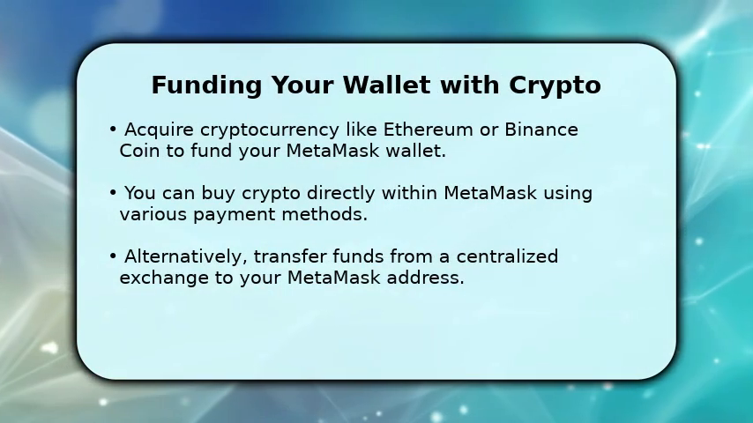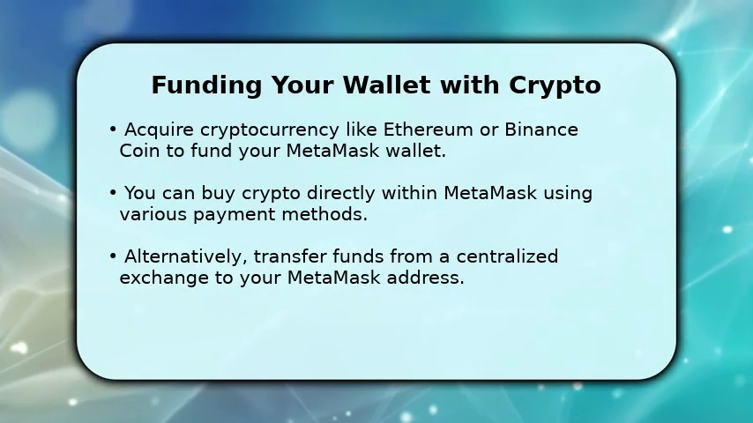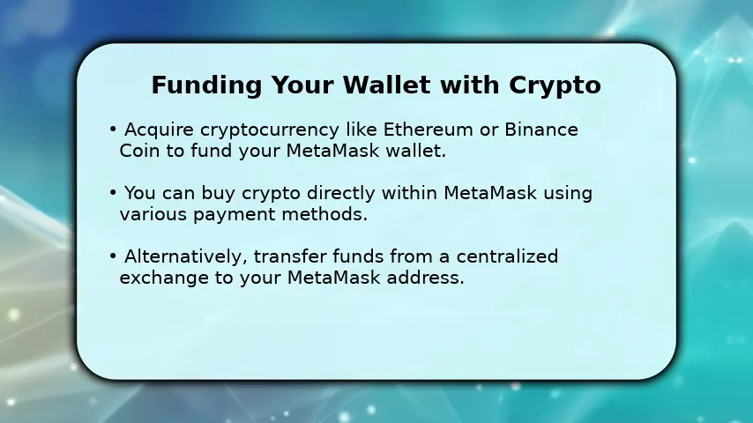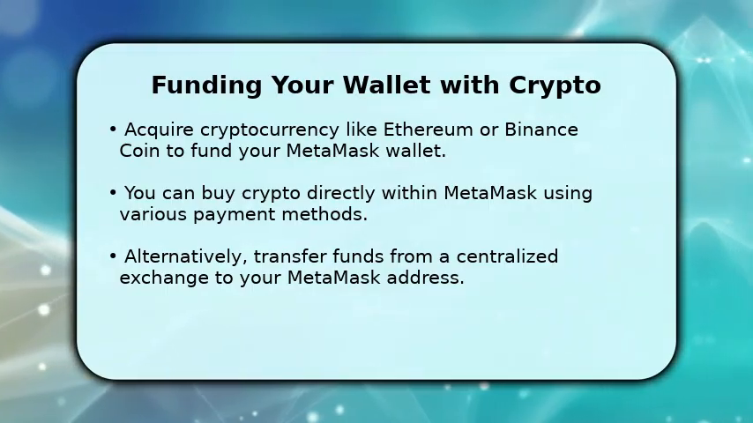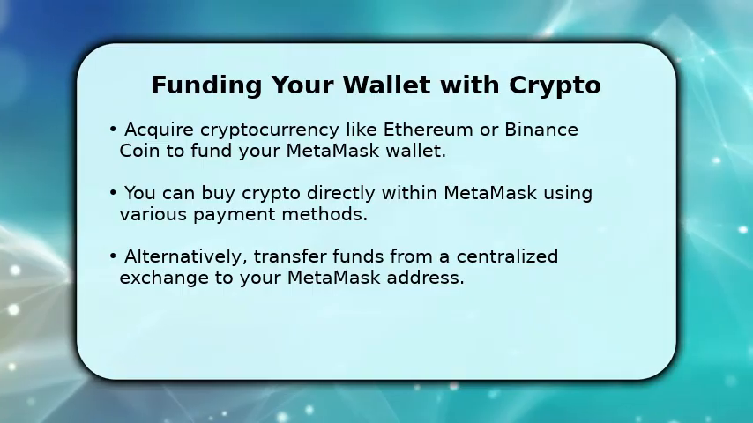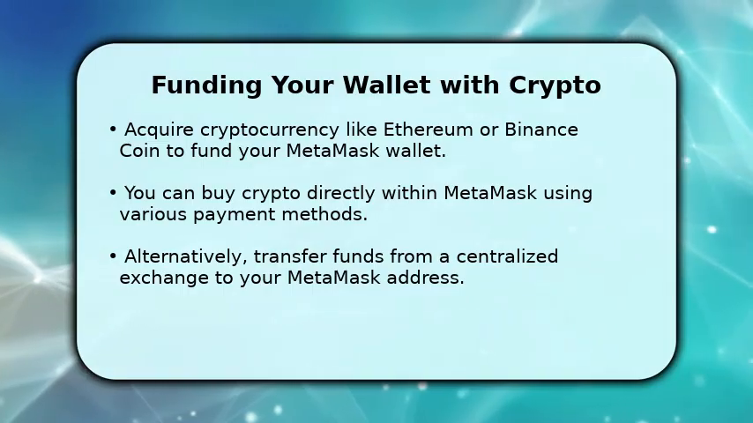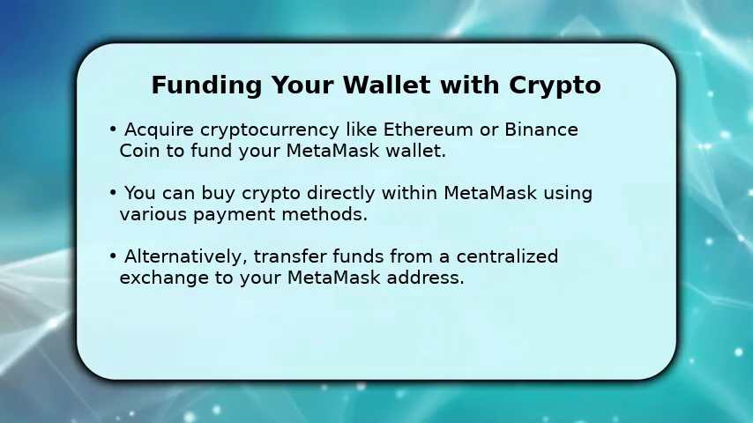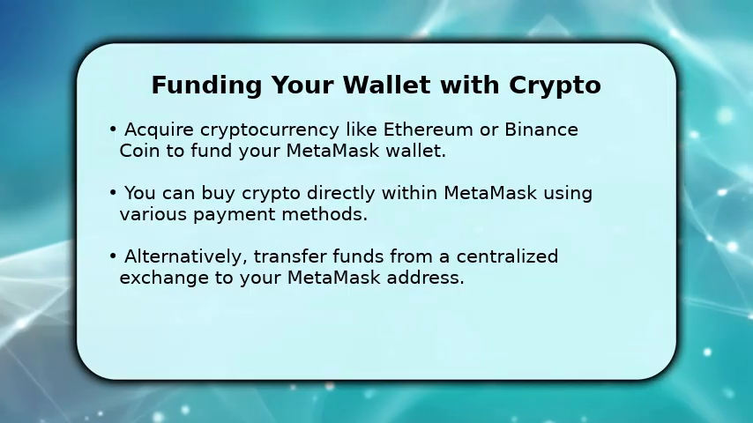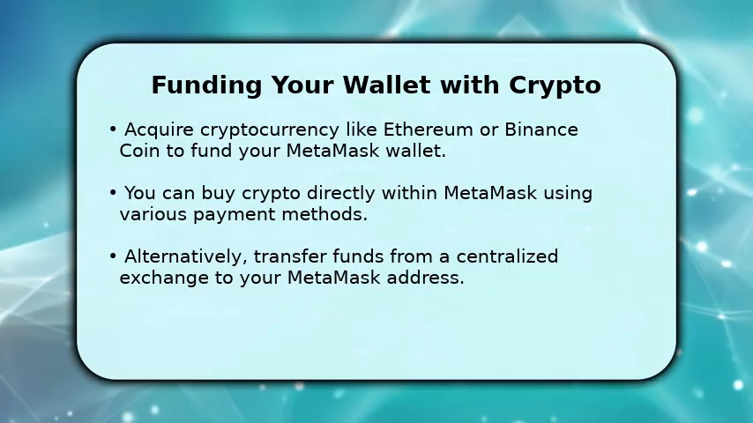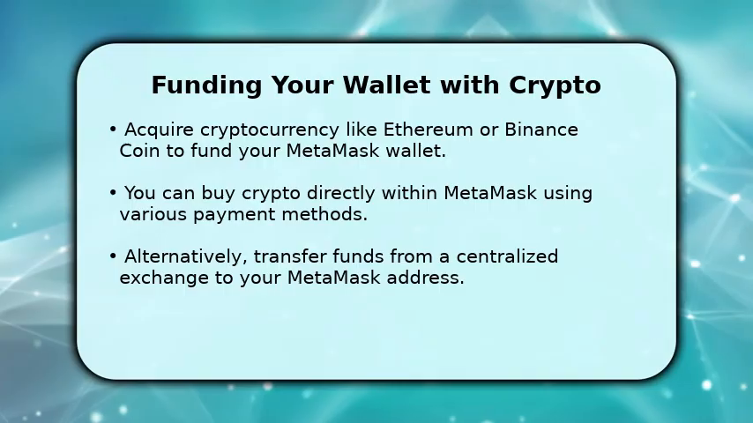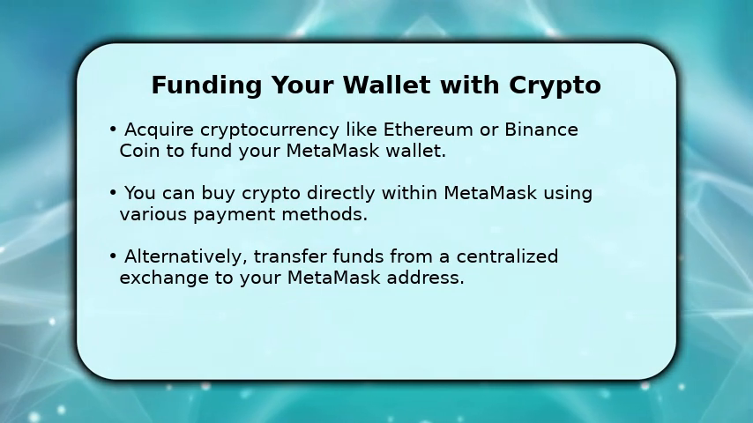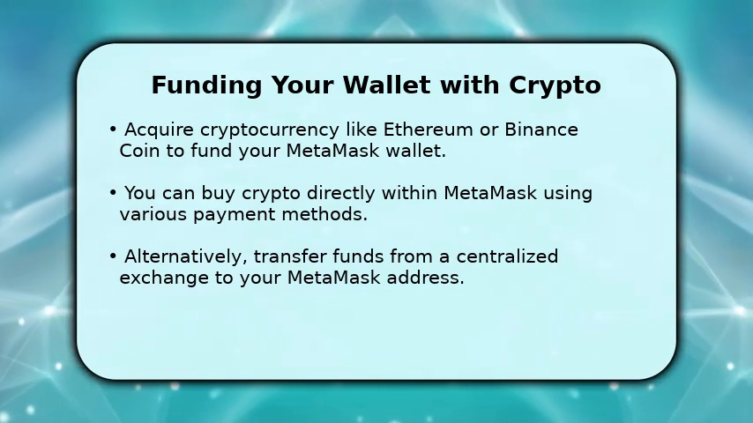Now that your MetaMask wallet is ready, the next step is to fund it with cryptocurrency. You will need either Ethereum, Binance Coin, or Tether to purchase Blockdag. You can conveniently buy these directly through MetaMask using a debit card, credit card, or other payment options. Another way is to transfer funds from a centralized exchange like Binance or Coinbase to your MetaMask wallet address. Remember to always verify the network and address for secure transactions.